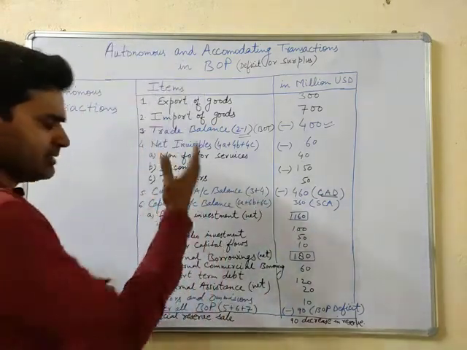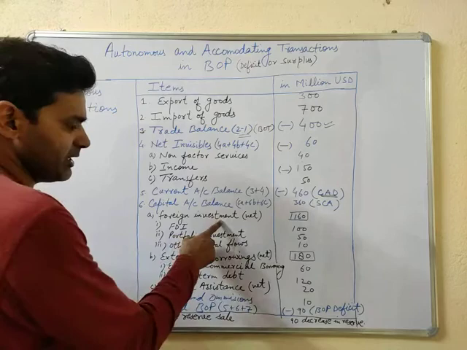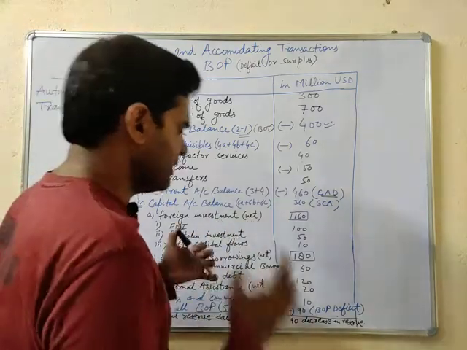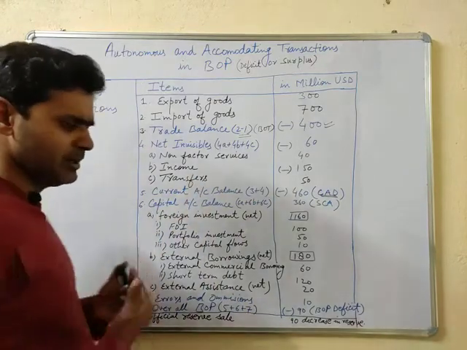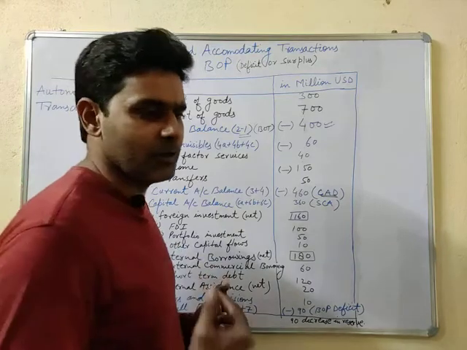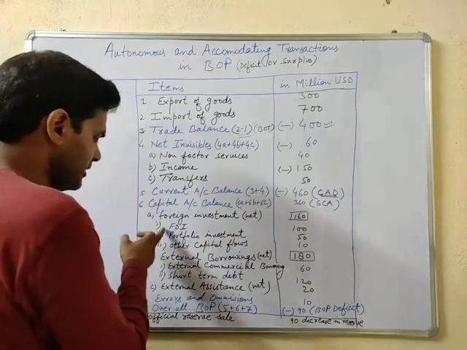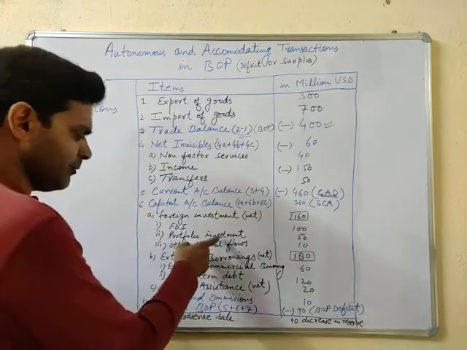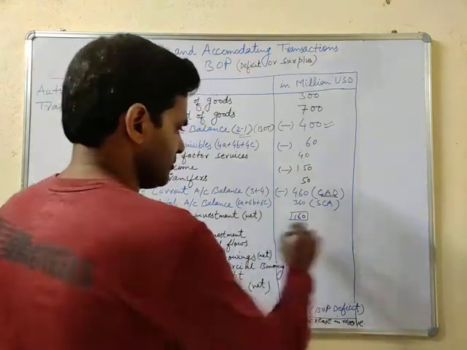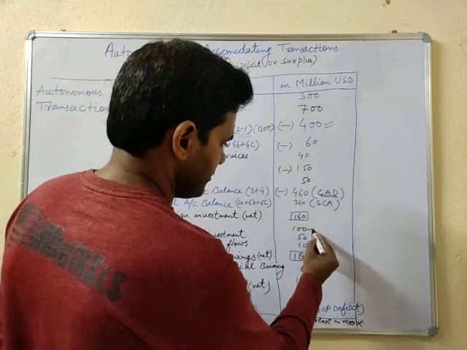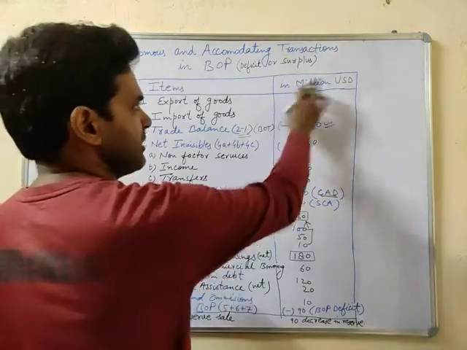Now next is capital account balance, which is the combination of 6A plus 6B plus 6C. What is 6A? As I have discussed in the previous class, the components of capital account, first one is foreign investment. Net foreign investment means the difference between the investment which has been done by the foreigners and the investment which has been done by our nationals. So that is why I have written net over here. So foreign investment is the combination of FDI, foreign direct investment, then portfolio investment, FII, and other capital flows, which arrived as 160 million USD. The figures are in million USD.